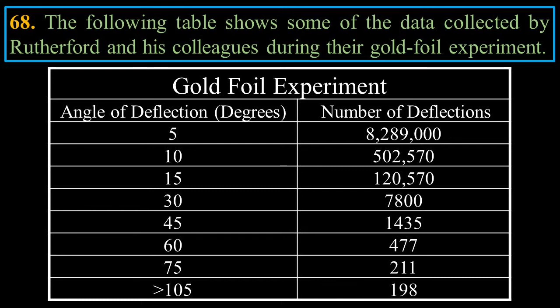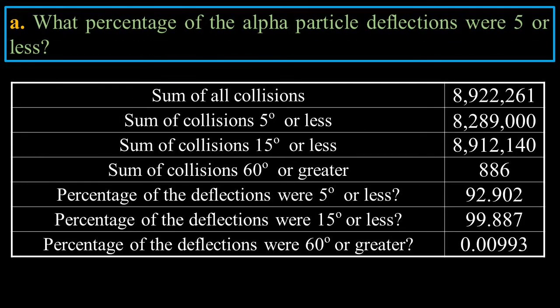The following table shows some of the data collected by Rutherford and his colleagues during their gold foil experiment. So there's the angles, and then it says what percentage of alpha particles deflected were 5 degrees or less. And that's 5 degrees, 15 degrees, etc. Let's look at this a little bit more closely.